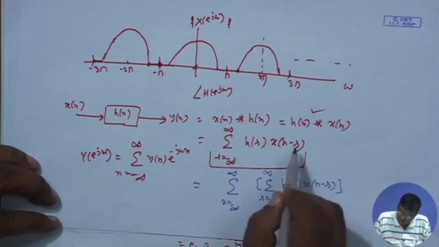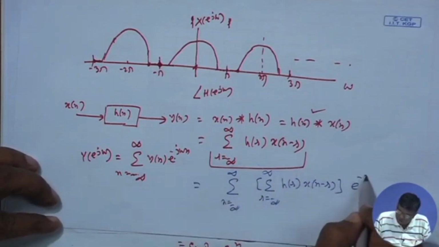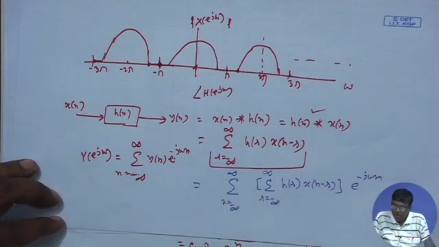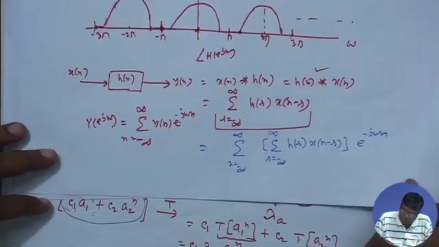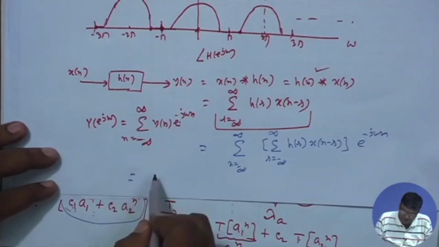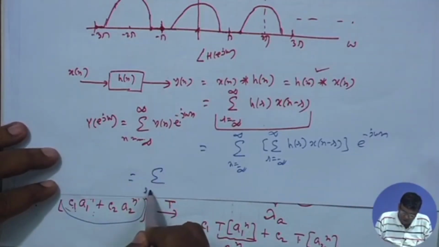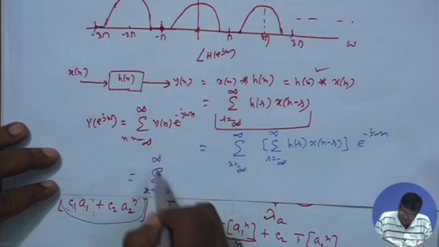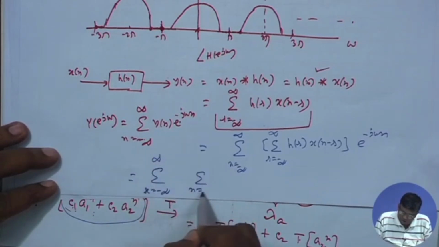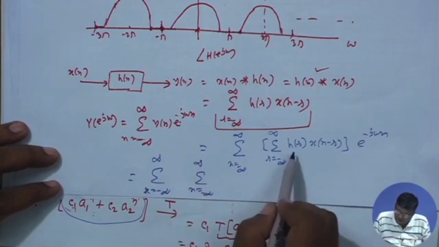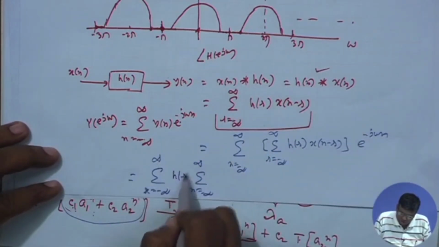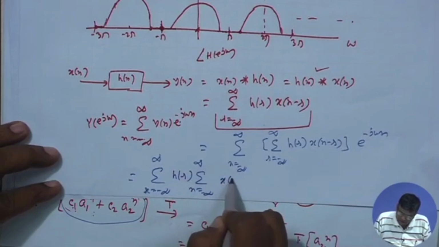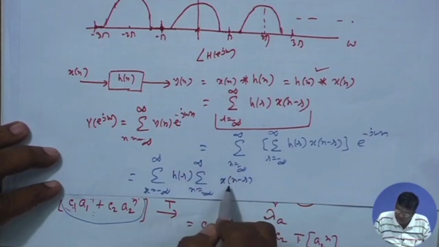This comes, and then outside e to the power minus j omega n. Now, you have a double summation. As I told you in DSP, whenever you come across a double summation, the next step is to interchange the two. So, this summation suppose comes out, and inside you have got summation over n. H of r does not depend on n, so this quantity can come out as common. You have got x of n minus r, it remains inside.